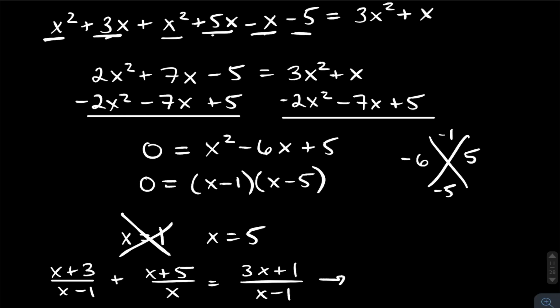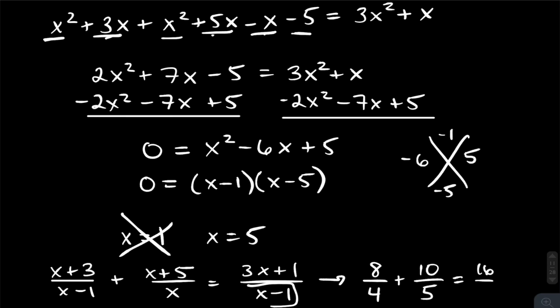So this thing will become 5 plus 3, which is 8. I'm taking that from here, and I'm just going to go left to right. We get 8 over 5 minus 1 in the denominator, and that's going to give us 4. Then we have x plus 5, that's going to be 5 plus 5, which gives us 10. And then the denominator is x, which is 5. And that gives us 3x, which is 3 times 5, 15, plus 1 is 16.